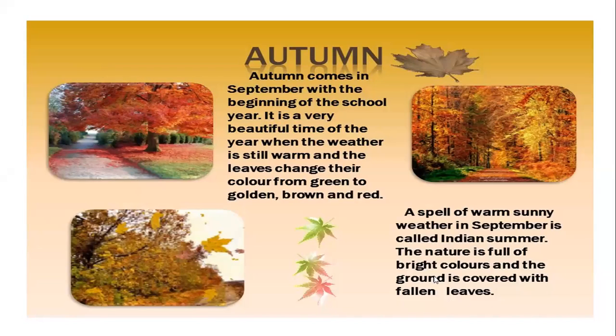Okay, let's continue. We're going to have to do the complement somehow because we're already well advanced. As I said before, autumn is a spell of warm, sunny weather in September and it's called Indian summer. The nature is full of bright colors and the ground is covered with fallen leaves.